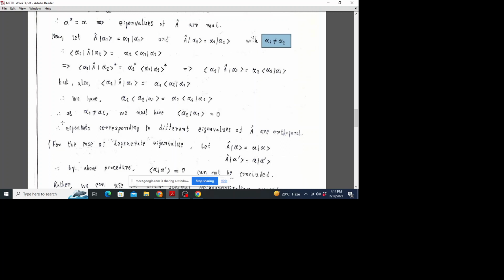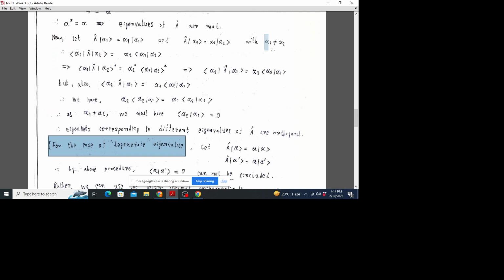So that means nothing else is needed. As long as the eigenvalues are different, the corresponding eigenvectors of a Hermitian operator will be mutually orthogonal. So that is the statement.